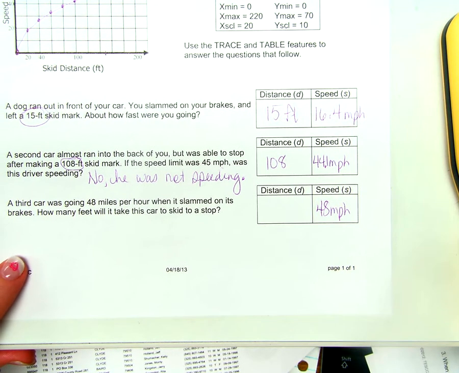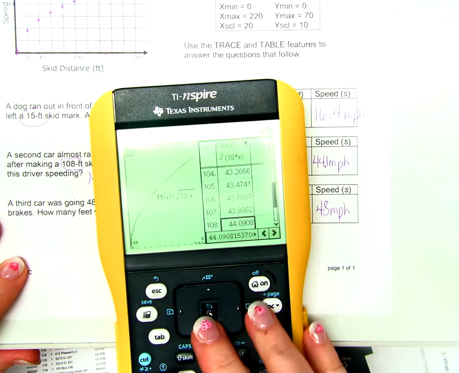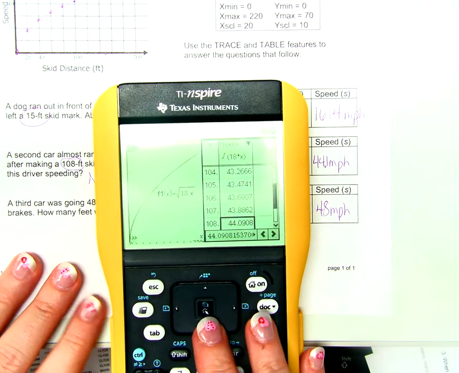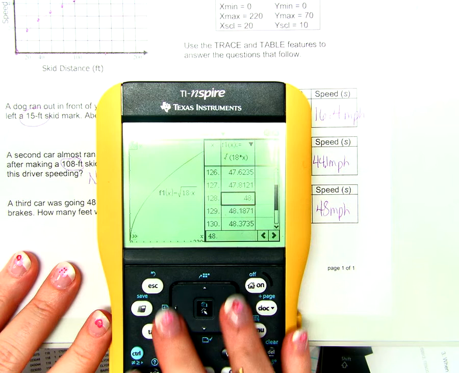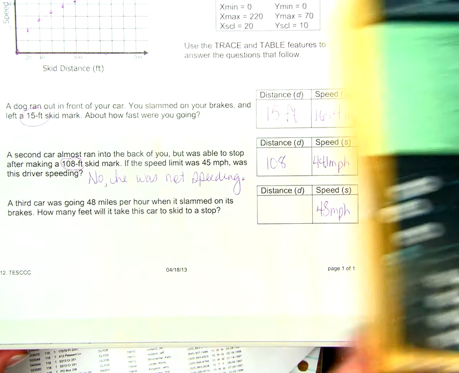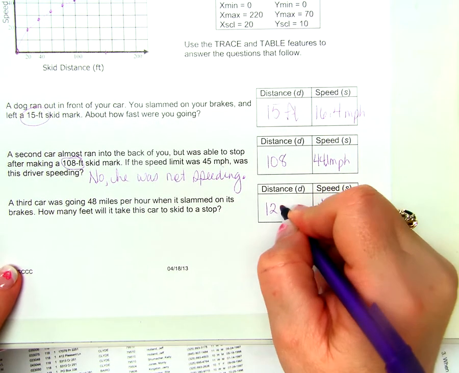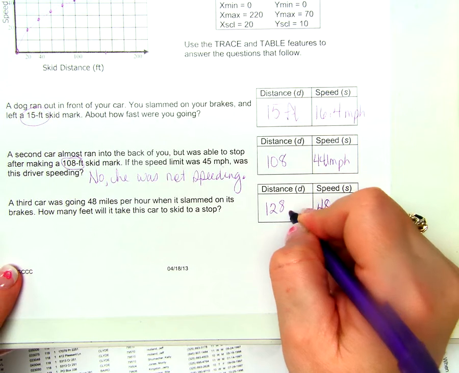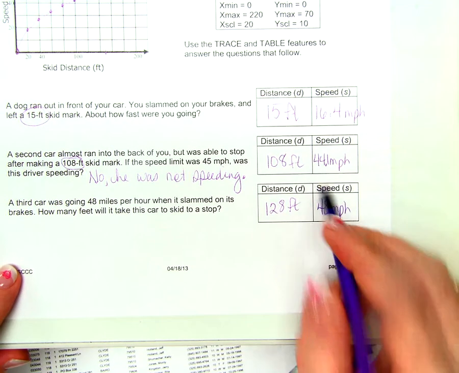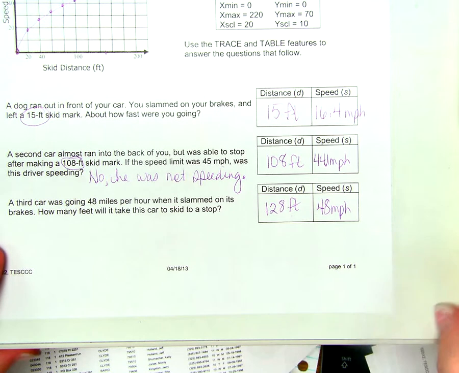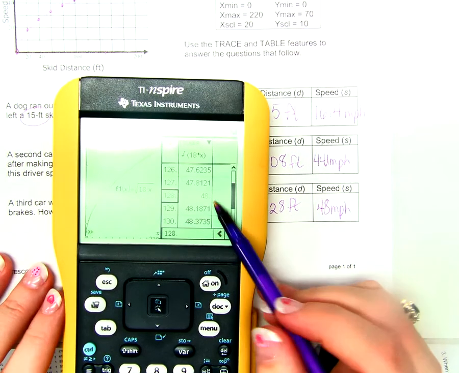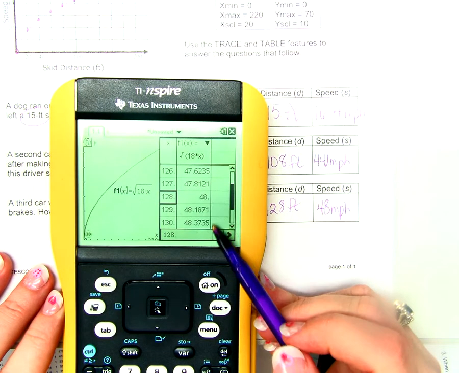Any idea how I'd figure this out? Oh, we can go in our table? So what am I looking for in my table? 48 where? In the Y. Oh. So what would happen? I get that it's 128 feet. I forgot to put feet right here. I get that it's 128 feet. I agree with you wholeheartedly. Okay? Because that happened to be one of the places where I have a whole number of 48.